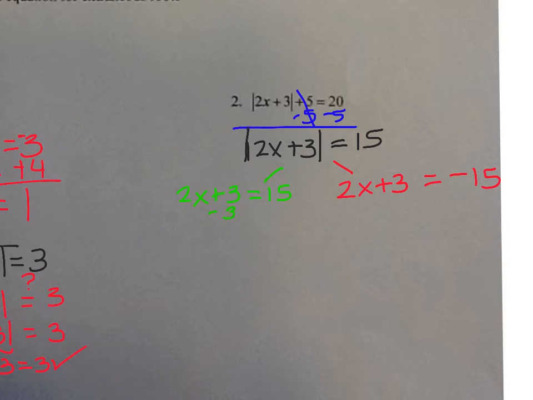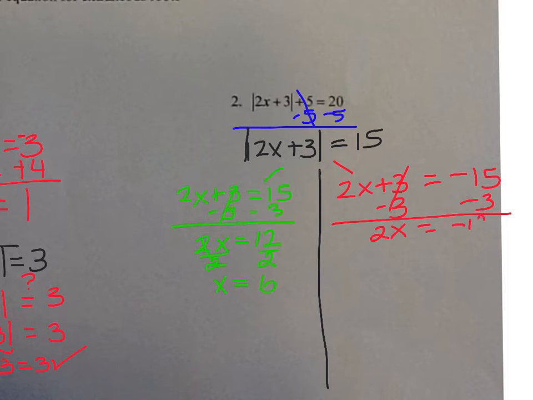So in the green, minus 3. 2x equals 12. Divide by 2. X equals 6. And I'm just going to draw a bar to separate. On the right side, minus 3. 2x equals negative 18. Divide by 2. X equals negative 9.